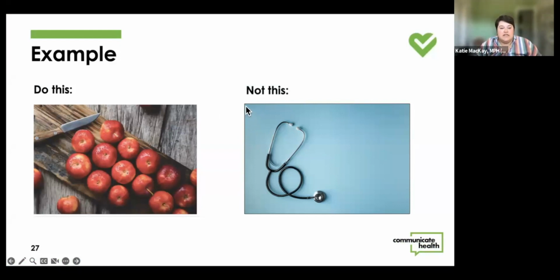So you can see here an example, say this was a fact sheet about healthy eating. You have an image that's related to that versus a generic health image that isn't really related to the topic and doesn't contribute to understanding.